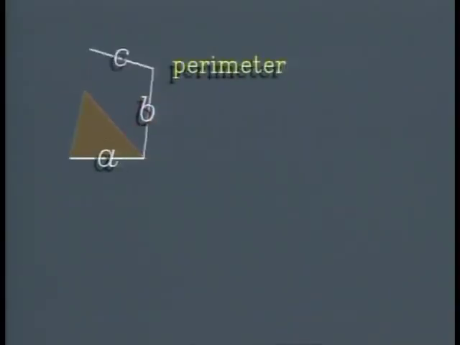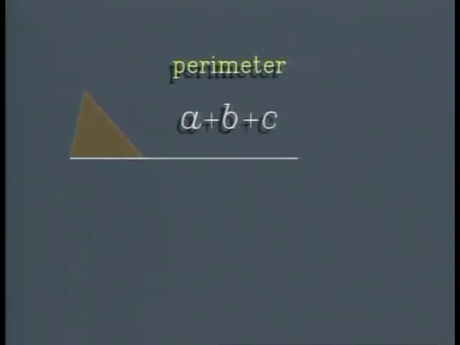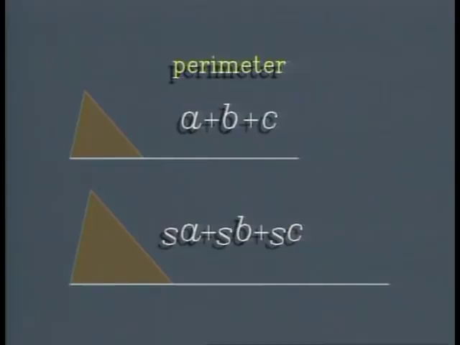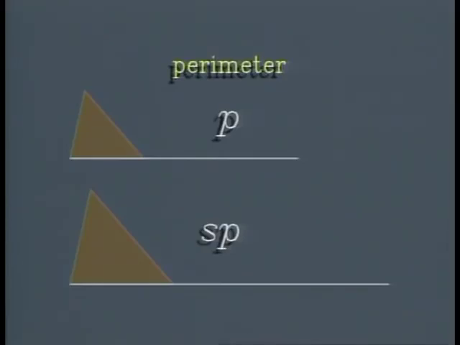For any triangle, the perimeter is the sum of the lengths of its sides. If we expand or contract a triangle by a scaling factor s, the perimeter is multiplied by the same factor. The same is true for perimeters of any two similar figures, even if they have curved boundaries. Expanding or contracting by a scaling factor multiplies the perimeter by the same factor.